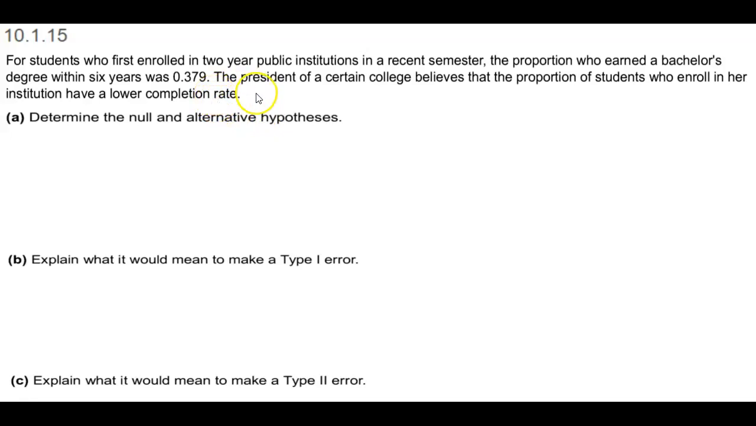Now, the parameter that's being tested is the proportion of students who earned a bachelor's degree within 6 years. So the proportion is the parameter that's being tested. Remember that the null hypothesis is a statement that's to be tested. We know the null hypothesis always has the equality. Since the parameter is a proportion, we're using the variable p, and it's going to equal the value we're dealing with, which is 0.379.